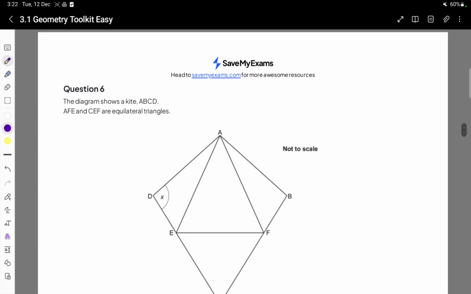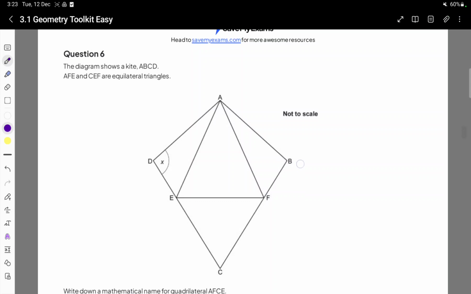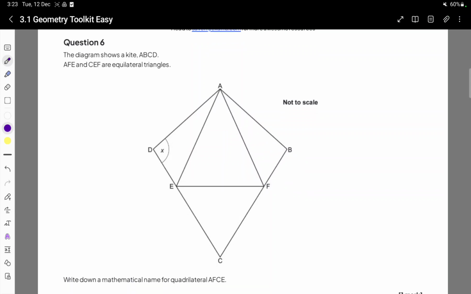Okay, now we can start the 6th question. The diagram shows a kite ABCD. So ABCD is a kite. AFE and CEF are equilateral triangles. So this AFE is an equilateral triangle. What is an equilateral triangle? All sides are equal. So I will take this side as a, this is also a, this is also a. Now CEF is also an equilateral triangle.